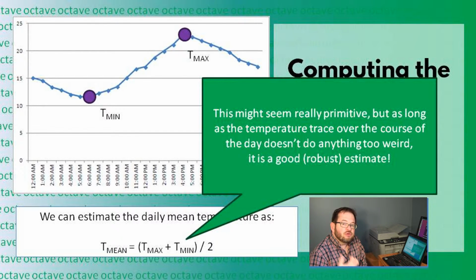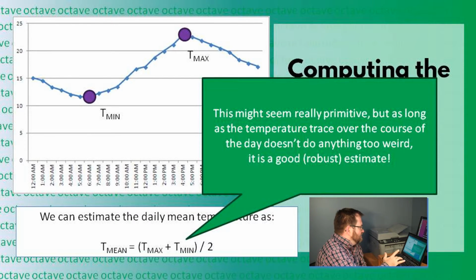But actually, it can be proven that that is not a bad estimate of the true mean temperature on any given day, as long as the temperature trace over the course of the day, if you actually had a recording thermometer and you could see every hour or every half hour or every minute, as long as nothing just too weird happened. It can be proven that this simple estimate of the mean, maximum temperature plus minimum temperature divided by 2, is actually not terrible. It isn't quite the MVUE, the minimum variance unbiased estimator, but it's not bad.